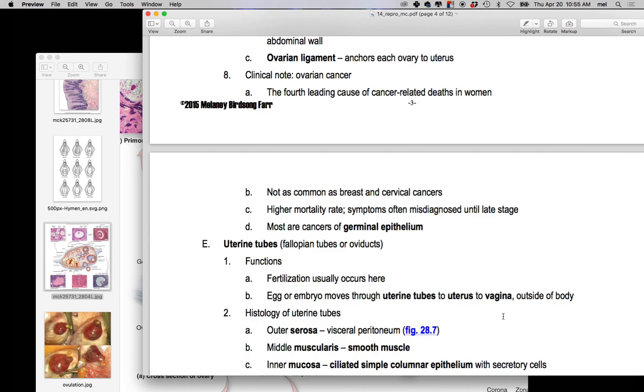Because it's right under the peritoneum, right? And it irritates the peritoneum and it manifests as stomach aches for months. And so you don't catch it in stage 1, you catch it in stage 3. Does that make sense? So that's why it's really hard to diagnose, and it's almost always germinal epithelium.